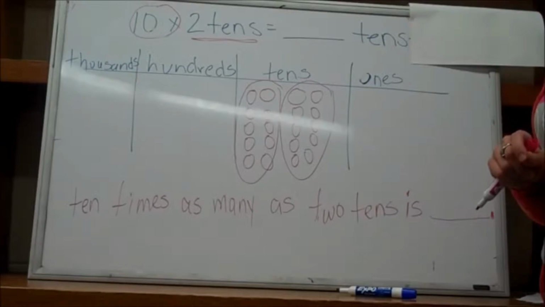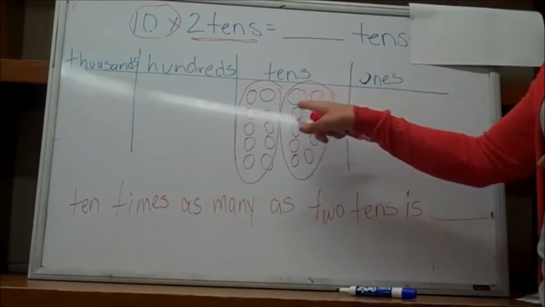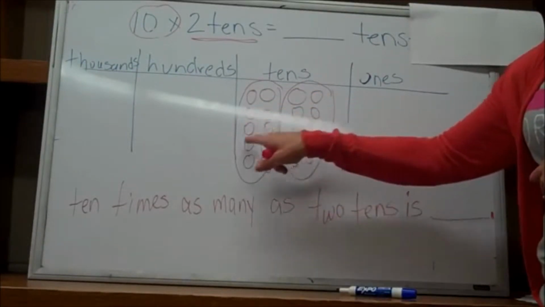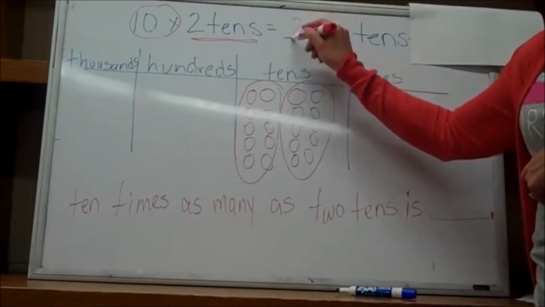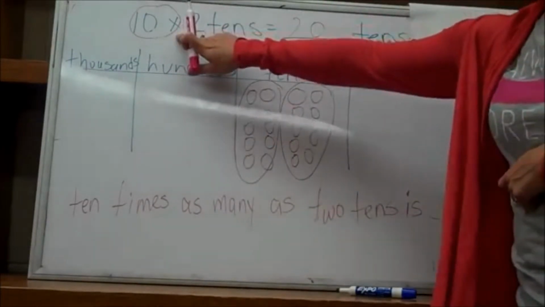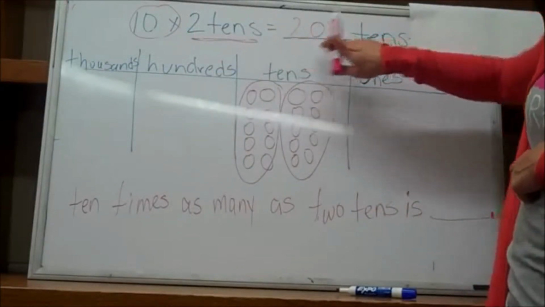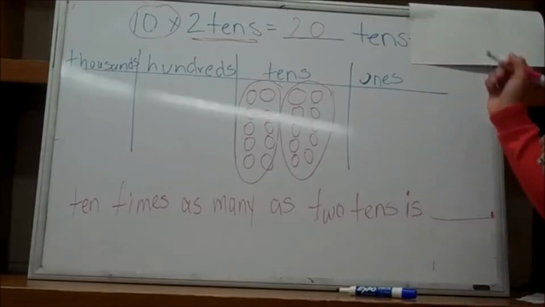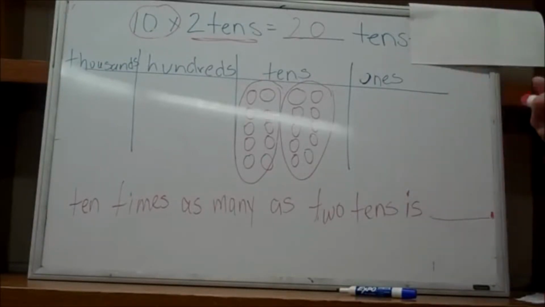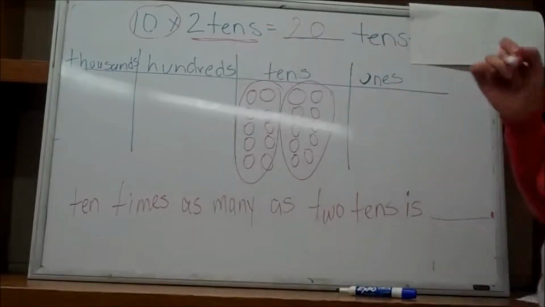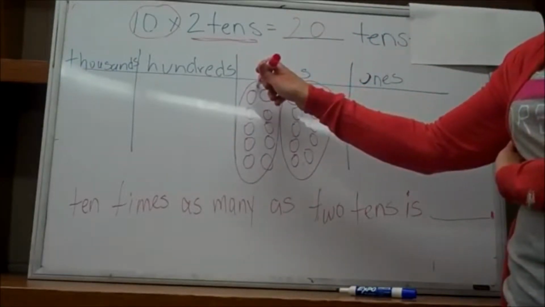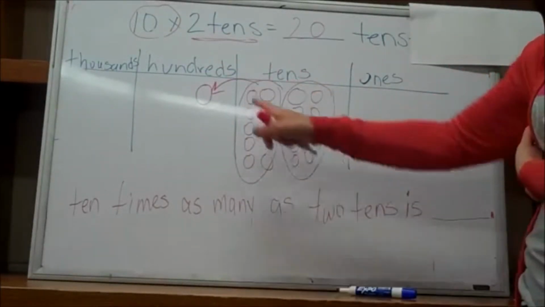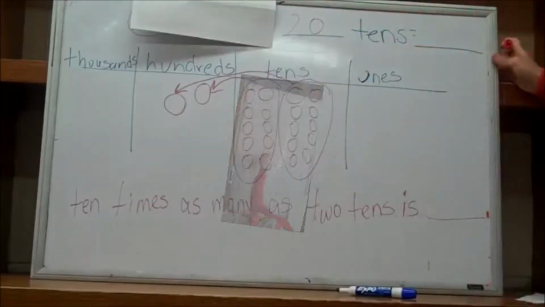So now let's count how many tens I have. 1, 2, 3, 4, 5, 6, 7, 8, 9, 10, 11, 12, 13, 14, 15, 16, 17, 18, 19, 20. So 10 times as many as 2 tens is 20 tens. Well, 20 tens, we know when we bundle, we can move over to the column to the left and change them for a single unit to the left. So I could take this bundle and change it for 100, because this bundle has a value of 100: 10, 20, 30, 40, 50, 60, 70, 80, 90, 100.